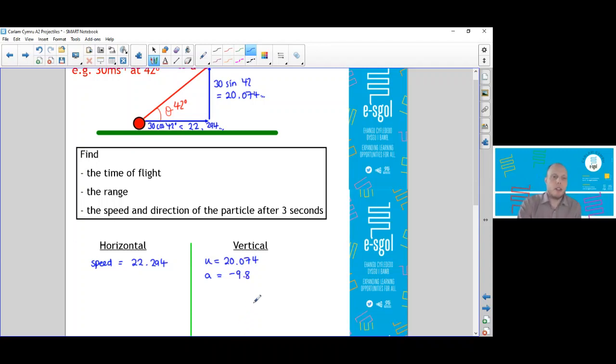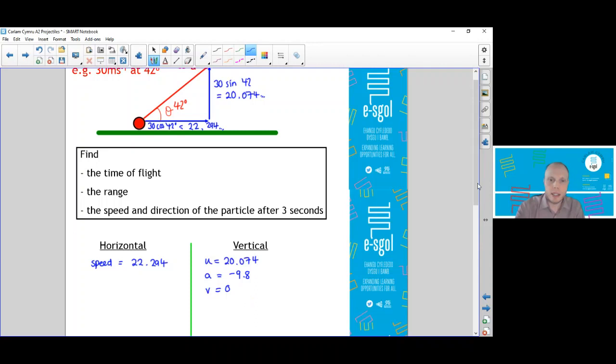And if you remember back from year 12, to use SUVAT, you need three things. Well, I don't know the time of flight. I don't know how high it gets. So that takes out s and t, how long it takes to get there. What I can do is say, well, at the top, at that highest point, v will be 0. So what I'm actually going to do is not do the entire time of flight for now. I'm just going to get up to that highest point.